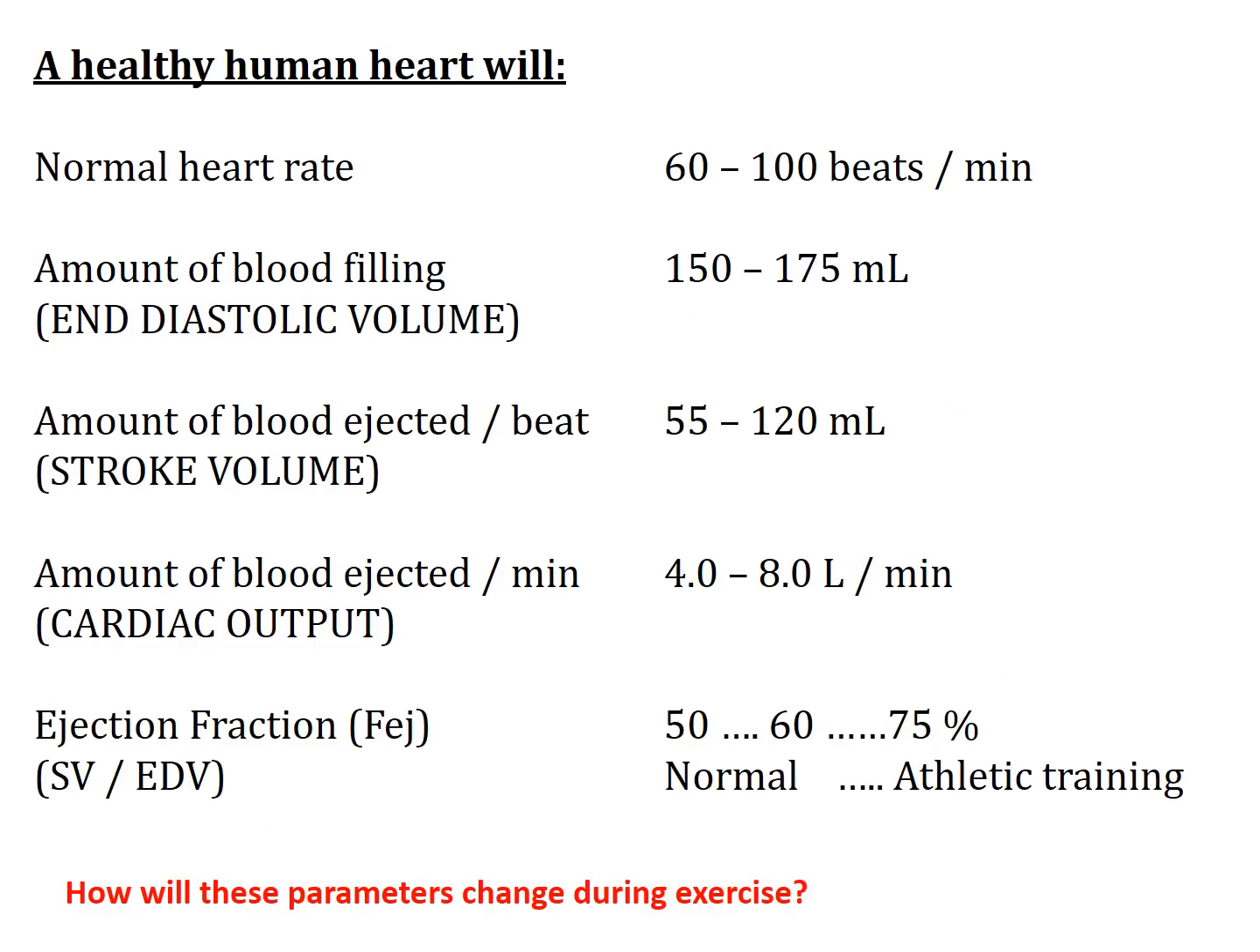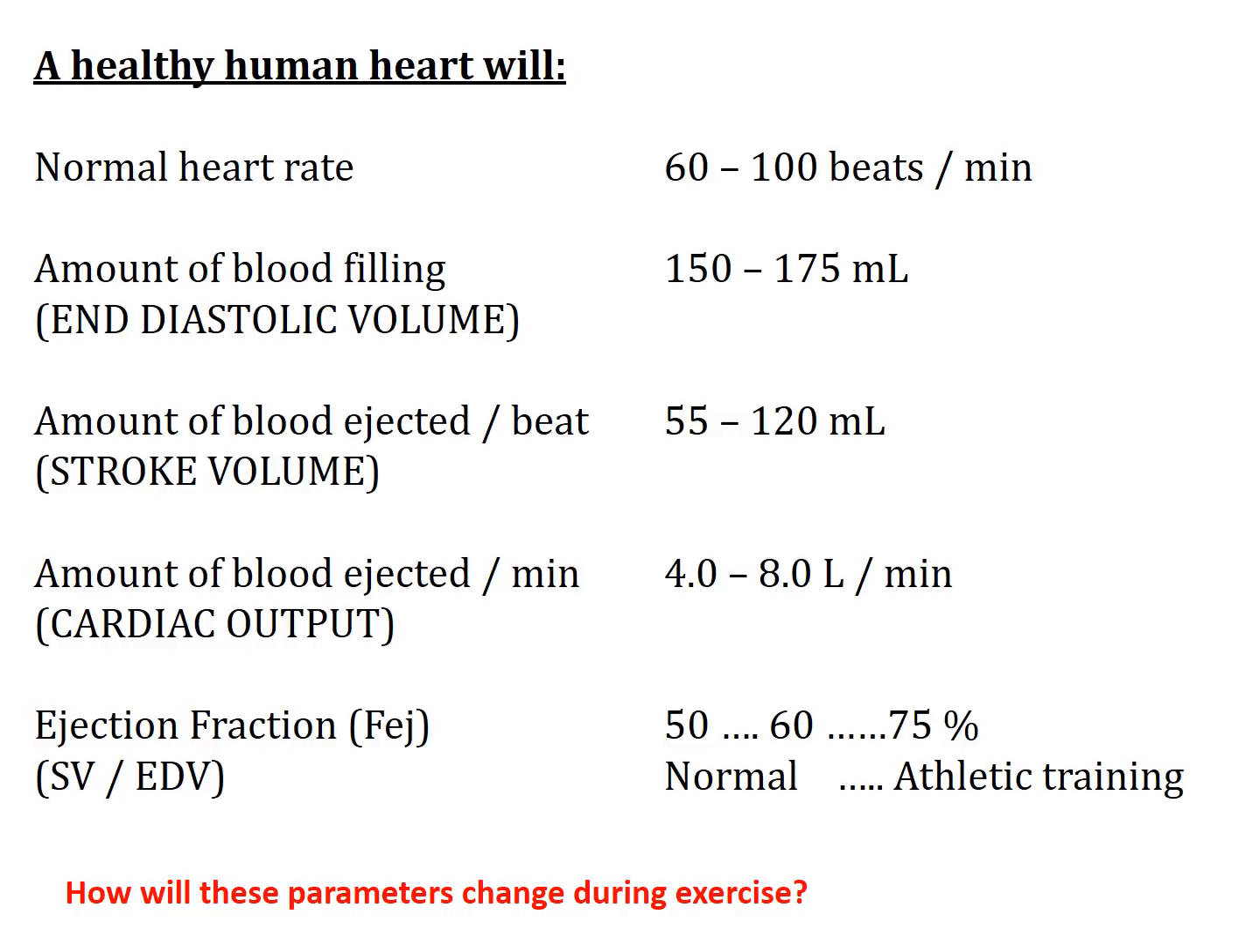So in terms of the numbers, a healthy human heart will beat about 60 to 100 times per minute. The left ventricle fills with about 150 to 175 milliliters of blood. It will eject between 55 to 120. So as you see, the ventricle never fully ejects all of the blood out. There will be some residual blood. Cardiac output can vary between 4 to 8 liters per minute. And in an individual with really good athletic conditioning, that cardiac output can actually increase beyond 8 liters.